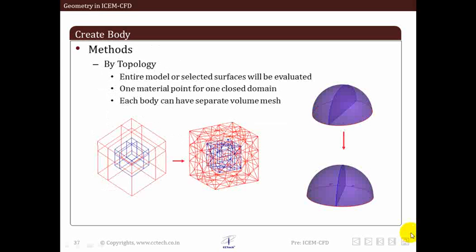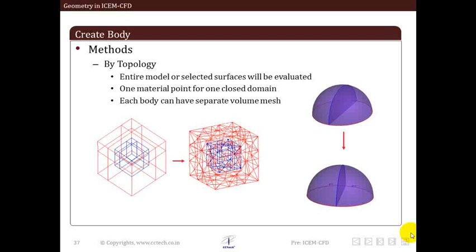Now let us see how this body is created in ICMCFD. There are two ways by which this operation can be done. One method is creating by topology. Bodies can be created by topology either from the entire model or from selected surfaces. There should not be any gap between the closed surfaces. A body can be created for each closed volume.